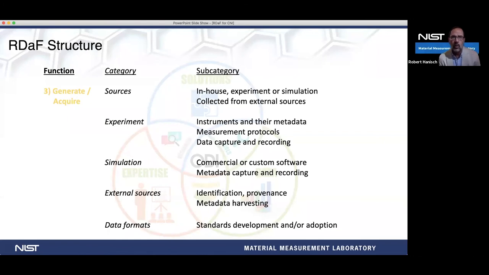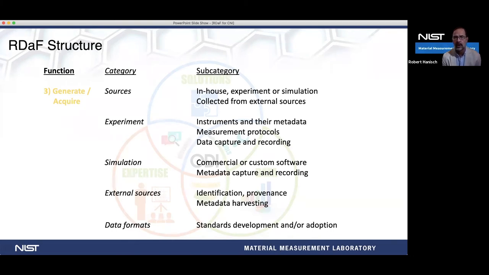In generating and acquiring, you know, what are the sources of data? In-house experiments or computer models? External sources? Is this demographic data? Is this marketing data? What kinds of experiments are being done? And how do you capture the metadata from instruments, many of which have data that is produced only in vendor proprietary formats?